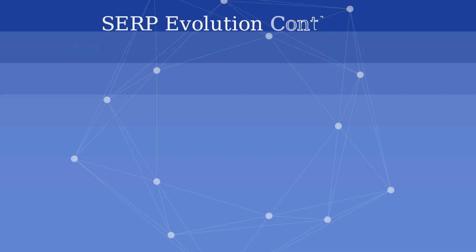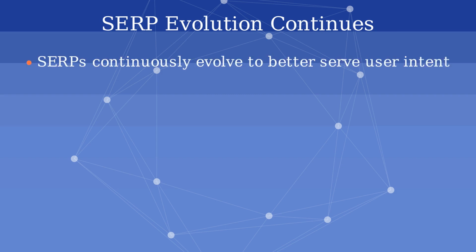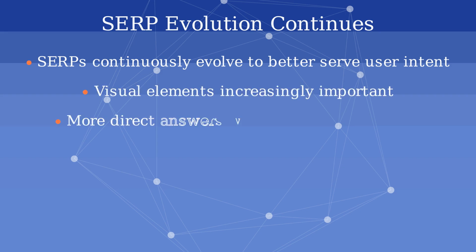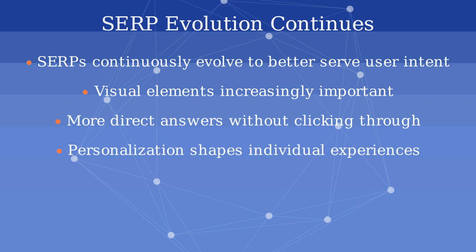Search engine results pages continue to evolve, becoming more responsive to different types of queries. SERPs continuously evolve to better serve user intent. Visual elements are increasingly important. More direct answers appear without clicking through. Personalization shapes individual experiences.